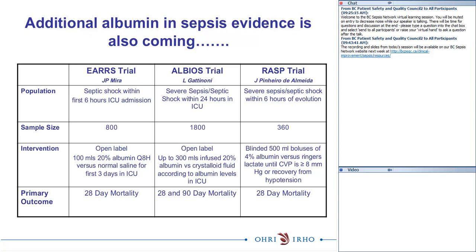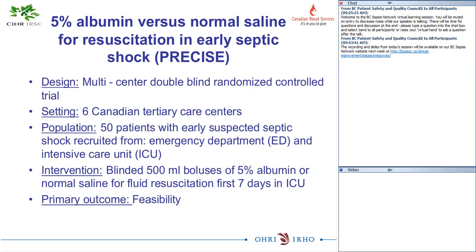In addition, there's another trial in Brazil called the RAST study that is randomizing patients with severe sepsis or septic shock early, within 6 hours of evolution, and they're resuscitating them with more of an isooncotic albumin, 4% versus Ringer's lactate, until the CVP is 8, or until they've recovered from hypotension, with a primary outcome of 28-day mortality. And hopefully that will also generate us more data.